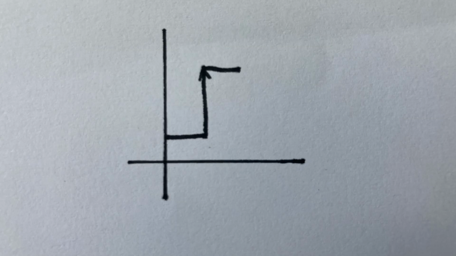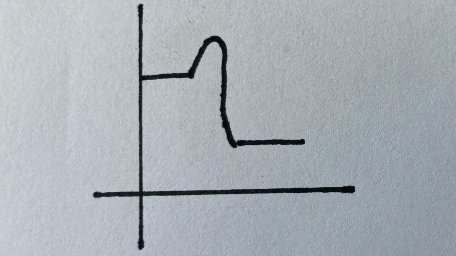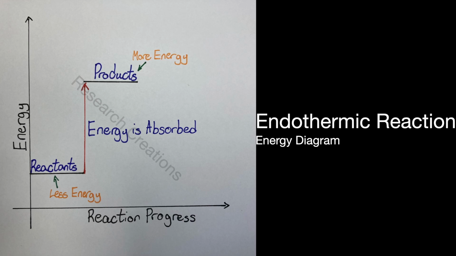To visualize an endothermic reaction, I will start off by showing an energy diagram, then a reaction profile. As you can see in this diagram, the reactants have less energy at first, but the reaction absorbs energy. Thus, the product has more energy than the reactant.